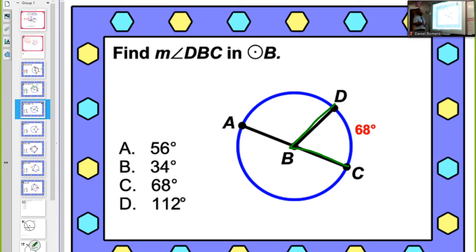What is the relationship between a central angle and the arc that it intercepts? A central angle is made of two radii, so that angle is being made by two radii. So what is the relationship between that angle and the arc that it's intercepting? In one word: congruent. Thank you, Ferret. So the arc is 68, and the angle is 68.